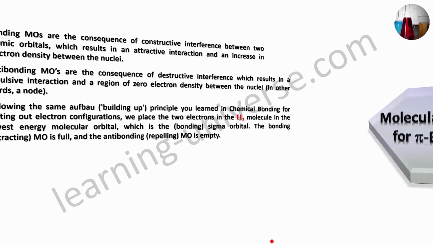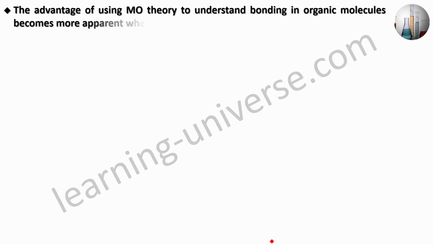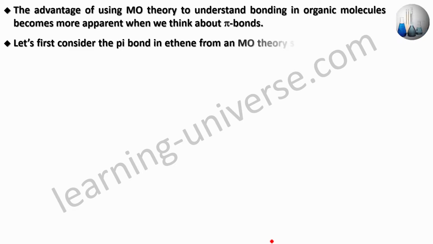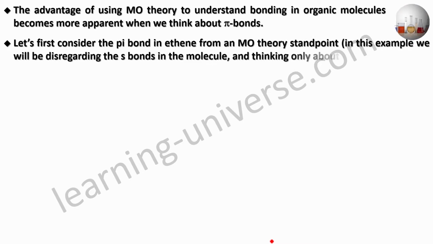So now let's look at a pi bond. We'll start with the simplest one, ethene. Now the advantage of using MO theory to understand organic molecules becomes more apparent when we think about pi bonds. Let's first consider the pi bond of ethene from an MO theory standpoint. In this example, we will be disregarding the sigma bonds in the molecule and thinking only about the pi bond. So whatever diagrams I'm going to show you are only meant for pi bonds. Sigma bonds I'm not showing does not mean they're not there. I'm just showing the MO theory for pi bonds.